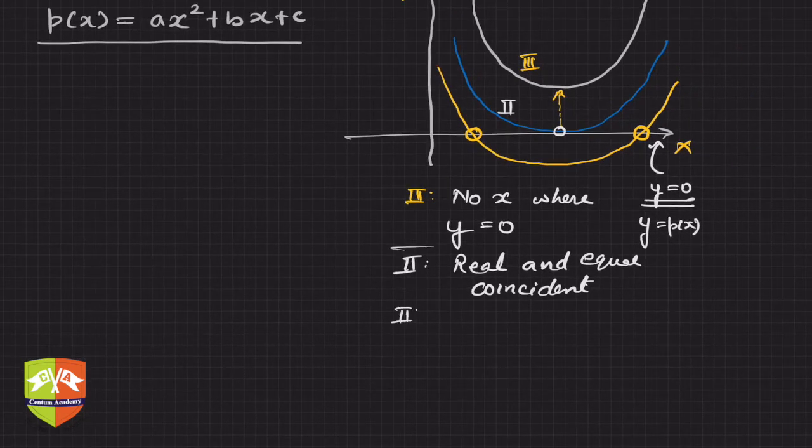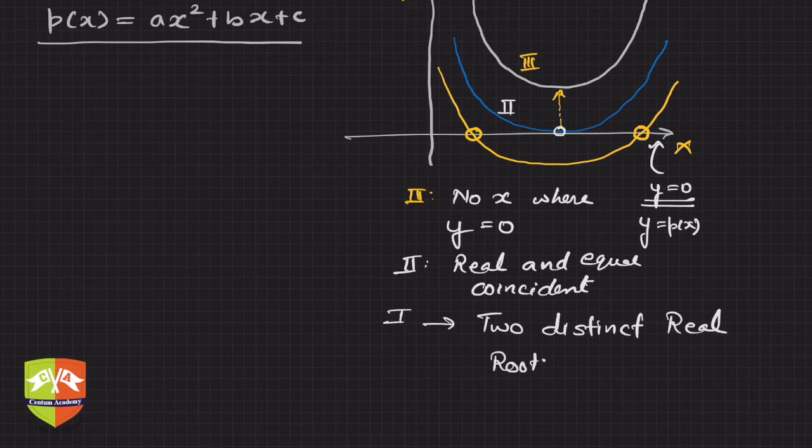So I can summarize. This is case one. I can say there are two distinct real roots. Why? Because you are getting two values of x. See, one is here and another one is here. So two values of x are there where y, or p(x), is becoming zero. Hence, these are the three conditions, right? There is absolutely no other condition.